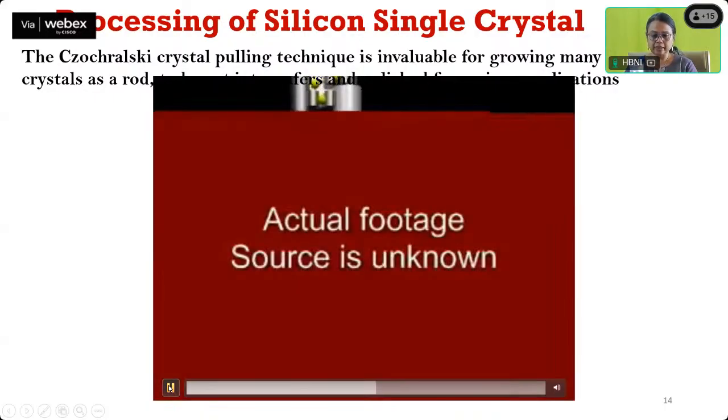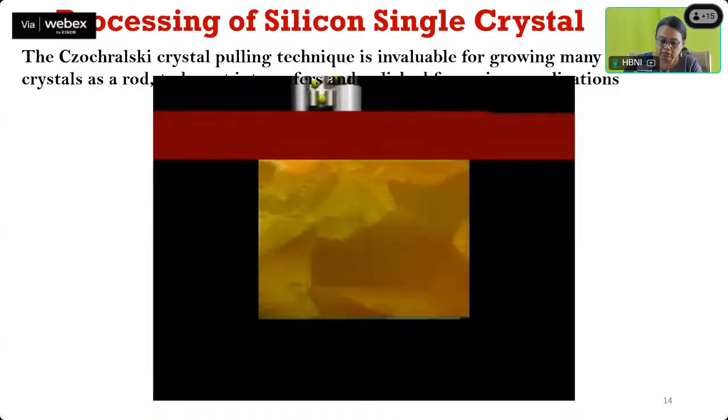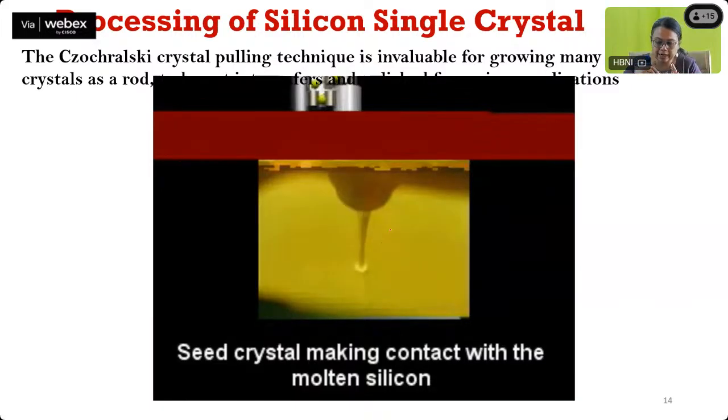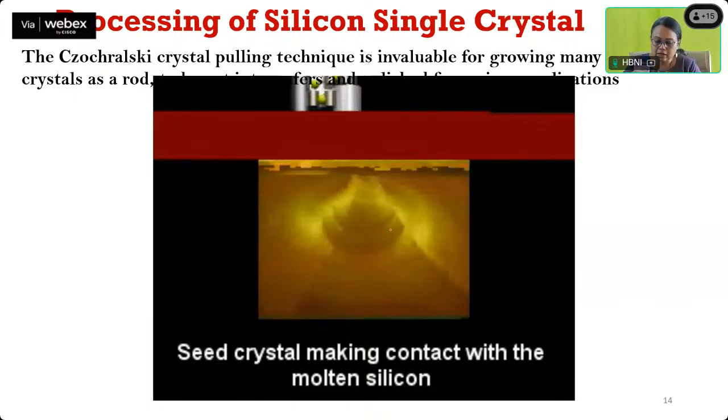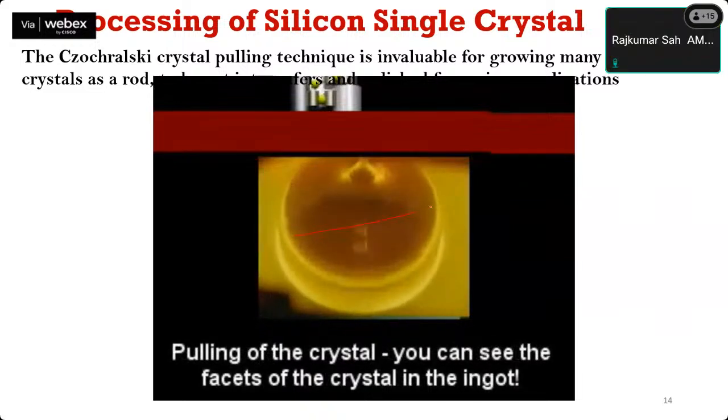Now I will be showing the video of actual crystal growth happening in the industry. So this is the seed crystal. What you saw earlier was lab footage. Now this is the crystal. It is very big.